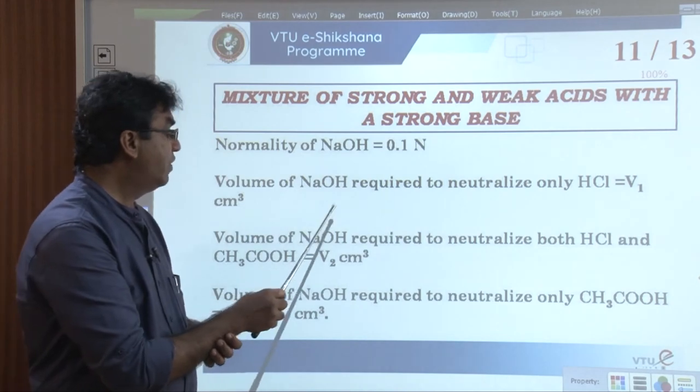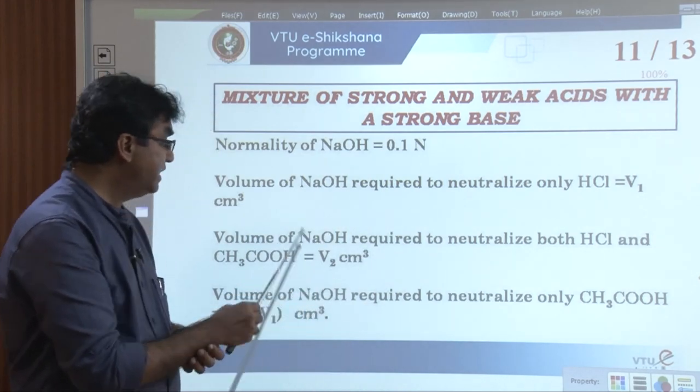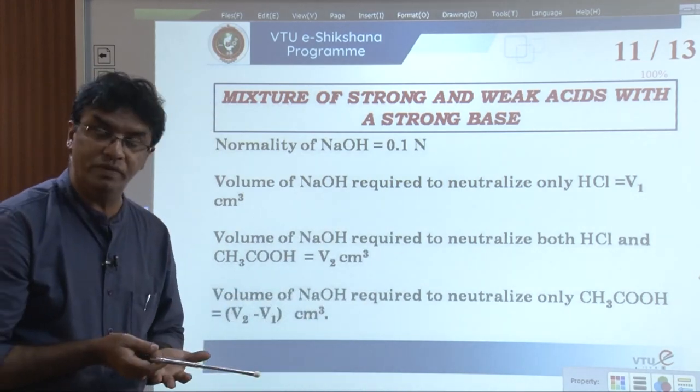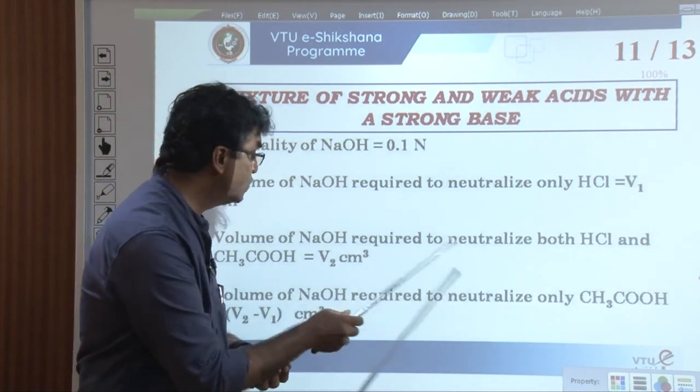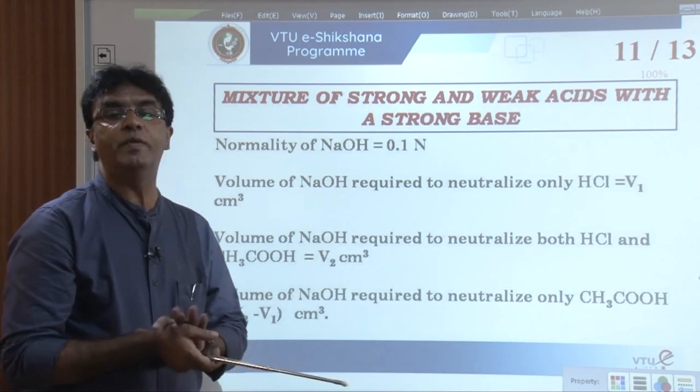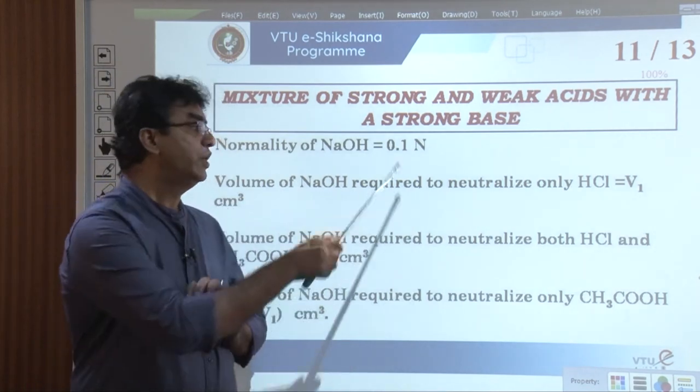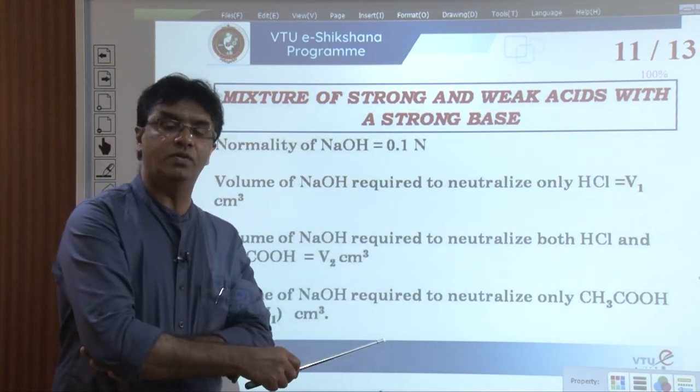Volume of NaOH required to neutralize both HCl and acetic acid is how much? V2 cm cube, that also we discussed. And therefore, volume of NaOH required to neutralize only acetic acid is V2 minus V1 cm cube. This is how you note down the data.